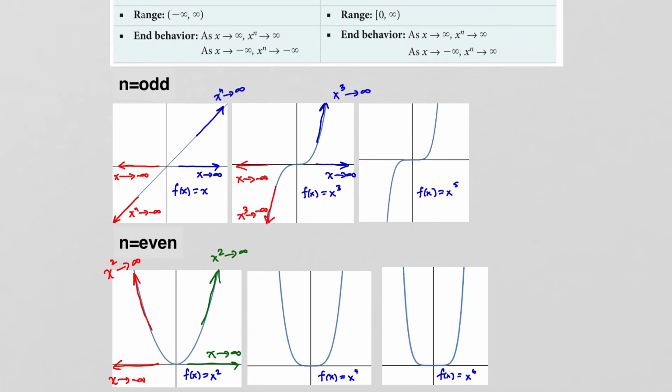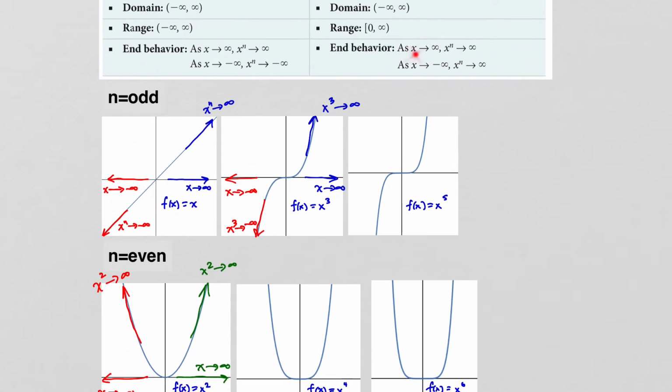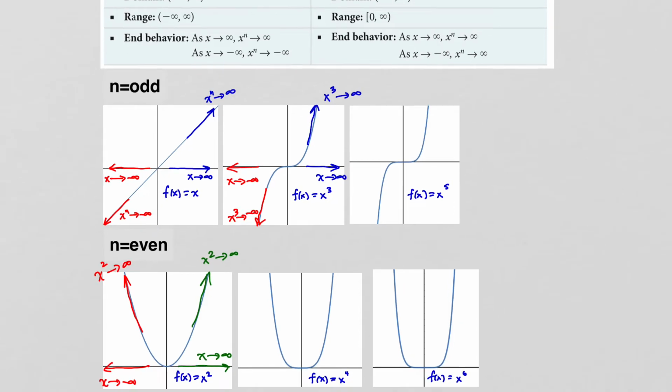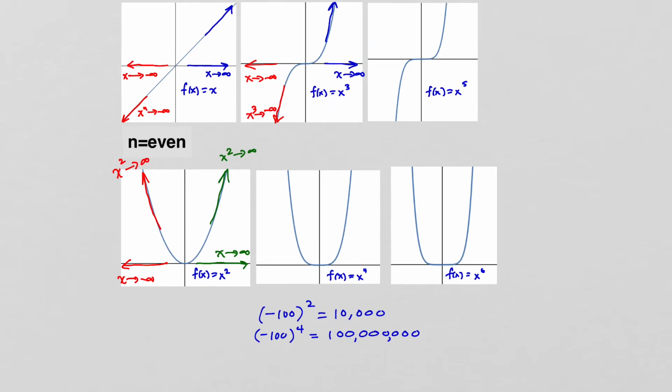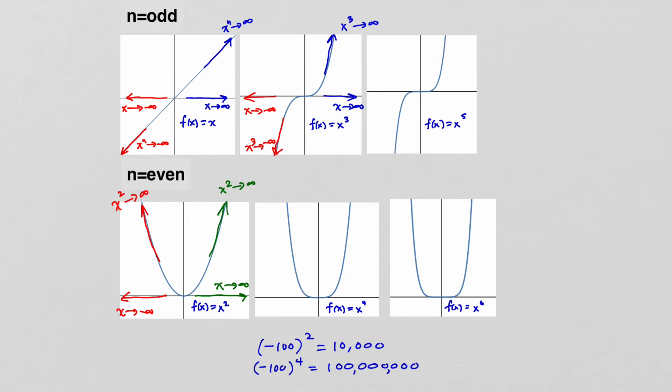So we say that the end behavior there is as x goes to infinity, x to the n also goes to infinity, and as x goes to negative infinity, x to the n also goes to infinity. So a way to summarize this in more simple terms is when you have an even power, the graph goes up on both sides, right? Instead of when you have an odd power, it goes up on one side and down on the other side. That's what we mean by end behavior.